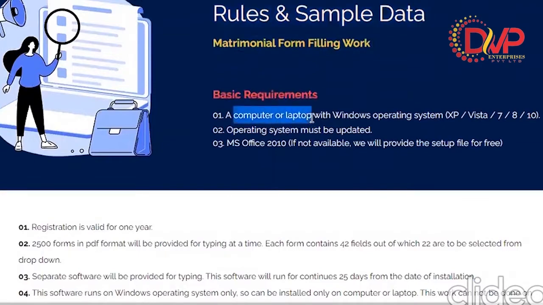1. You must have a computer or laptop at home. This work cannot be done on mobile. 2. Your computer must have Windows operating system, that is, Windows XP, Windows 7, 8, 10 or 11. 3. Your computer must have Microsoft Office 2010 version. If you do not have Microsoft Office 2010, then the company will provide you the setup file for free.